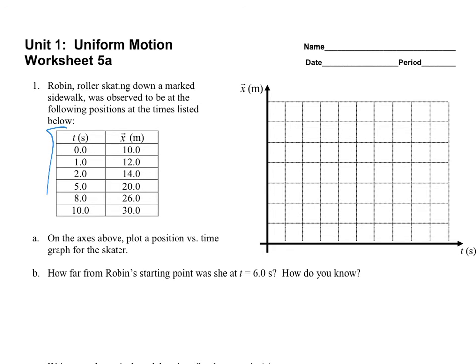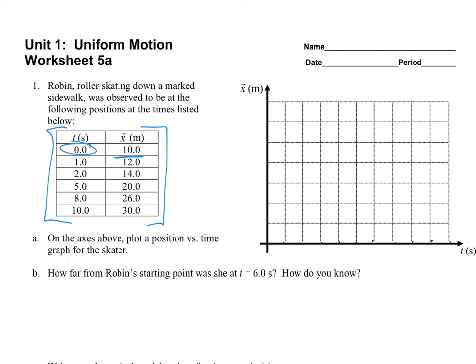But we've got a table here that tells us all of our data. And what this means is that at this time, in the first column, Robin is at this position right there. So let's plot those points. At time 0, Robin is at x equals 10. So we've got to plot that. But before we can plot it, we have to know what all these lines mean on our graph. We've got to make sure they fit correctly.